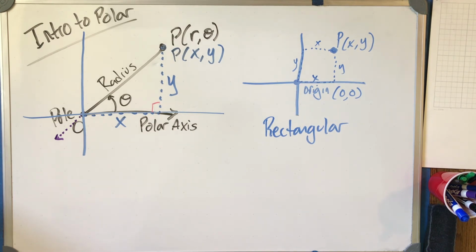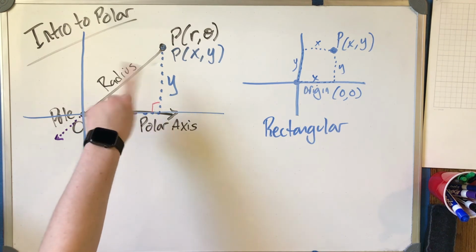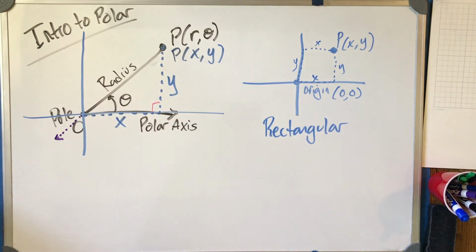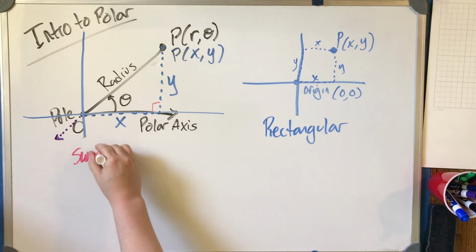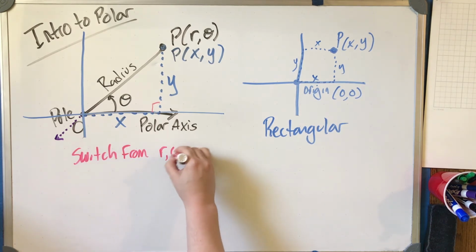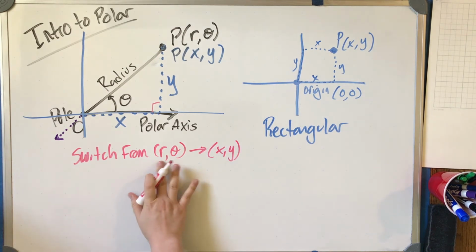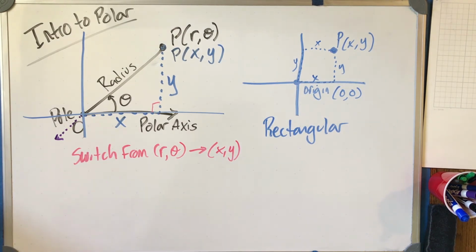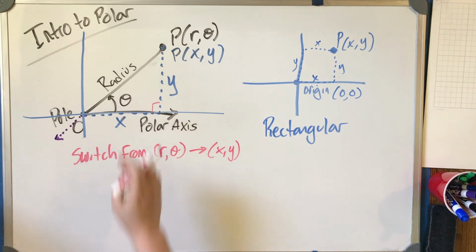So we can use the relationship between right triangles with the Pythagorean theorem as well as trig to help us relate r and theta back to x and y. So let's start off with switching from r, theta back into x, y. That means we were given r and theta and we want to end up with x and y. So let's think about this. In this triangle, is there anything that relates r, theta, and x?